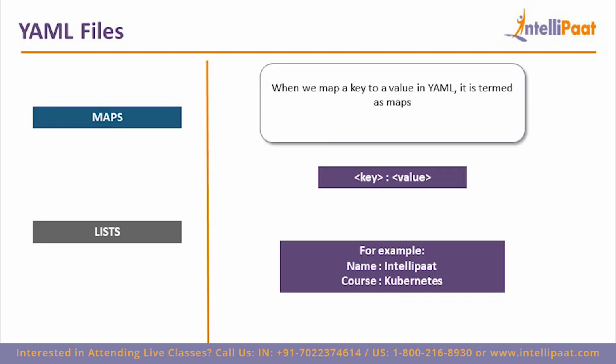When we map a key to a value in YAML, it is termed a map. If you have a key value pair, like let's say name: Intellipaat, course: Kubernetes, this kind of thing is called mapping, where you have a key and you have a value. So you map your name as Intellipaat. If I've created this YAML file and I have this working, then if I put Intellipaat in the name section, it will work for me, because you have defined the name as Intellipaat.